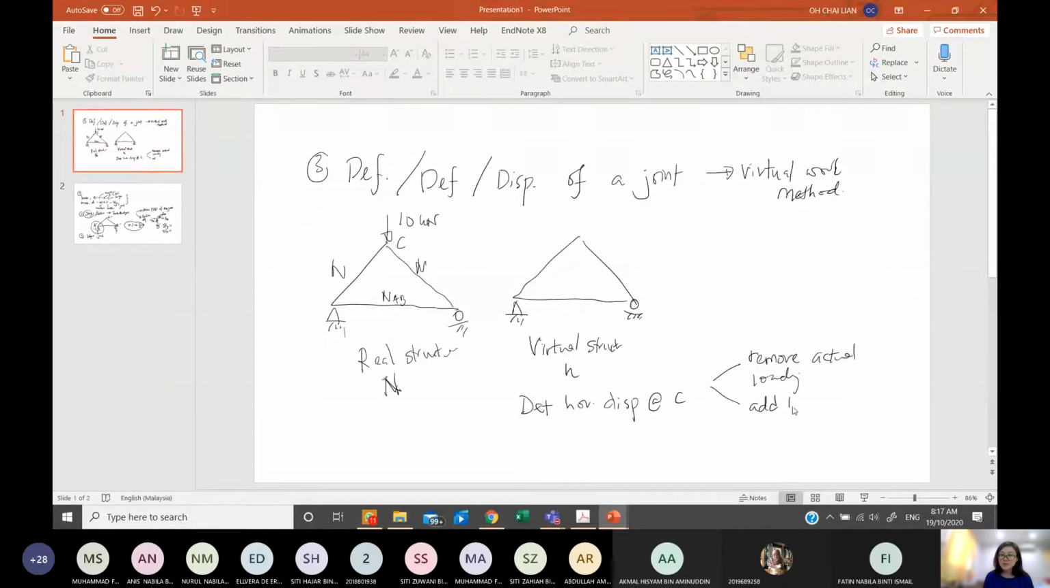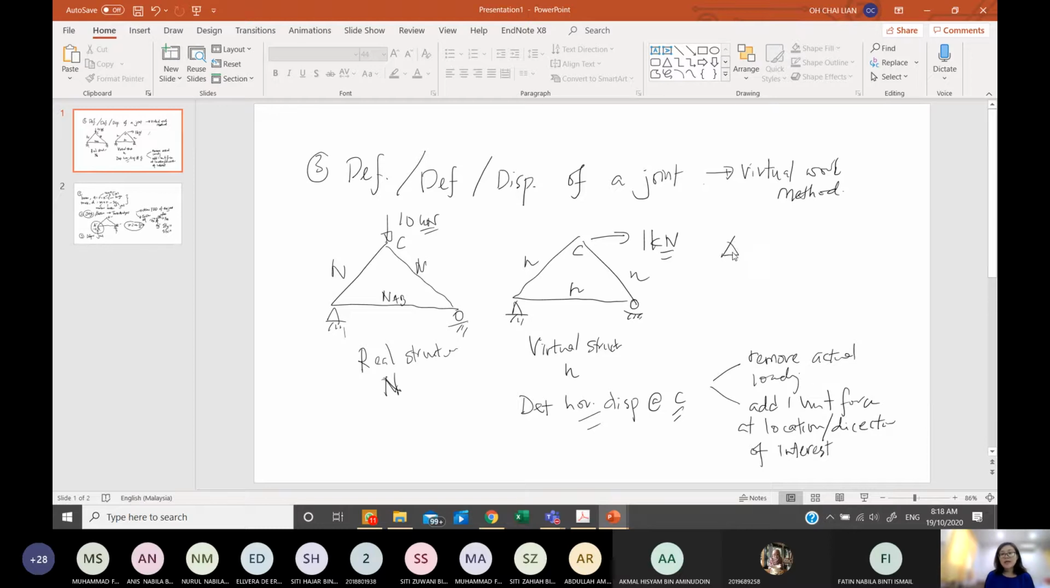Then we add 1 unit force, at the location and in the direction of the point of interest. Now your interest is at C, and it is horizontal, so you place a horizontal 1 kilonewton at C. This unit you need to follow exactly in the real structure. Then you solve for all the axial forces in the virtual structure.